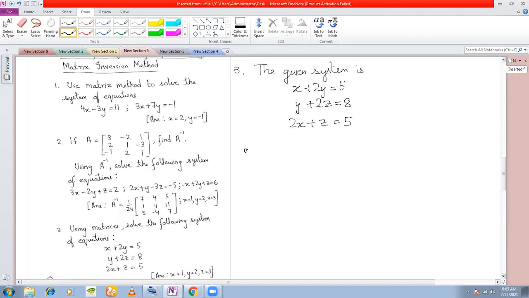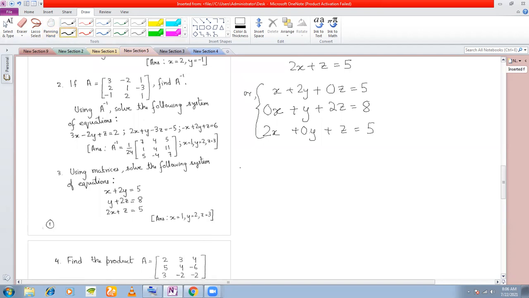Okay, so you write this system as x plus 2y. Since there is no z, you just write a 0 into z is equal to 5. And in the second equation, you don't have any x, so you simply write 0 into x, and you have a y, so you write 1 into y plus 2z is equal to 8. And third one, you have 2x, you don't have a y, so you write 0 into y plus z is equal to 5. Okay, so this system has been rewritten in a proper manner.